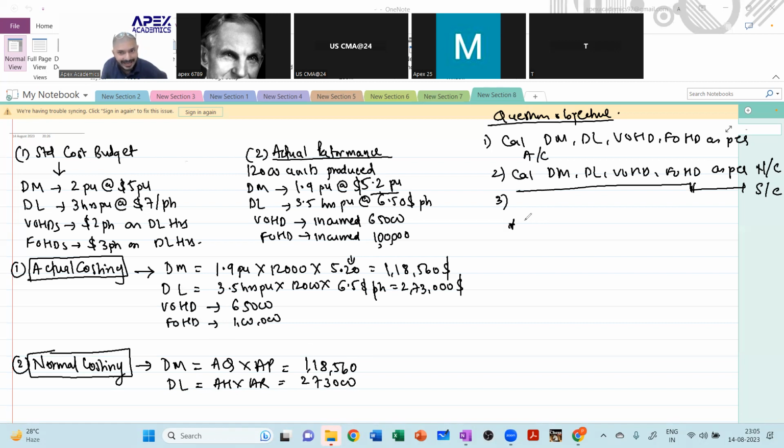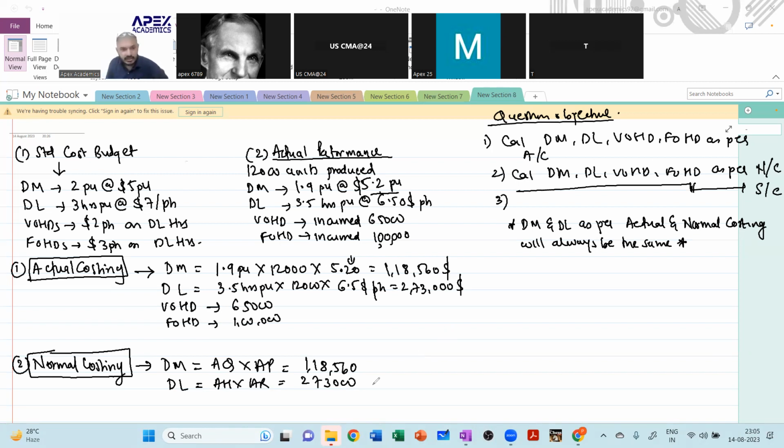So this note I'm putting down over here. You have to remember that direct material and direct labor as per actual and normal costing will always be the same. You need to keep this much in mind. This is a very, very important aspect.